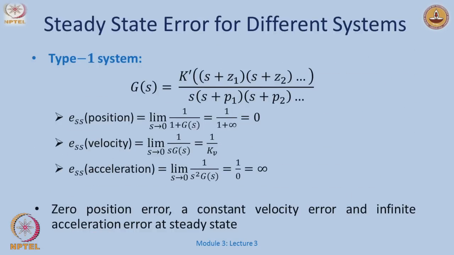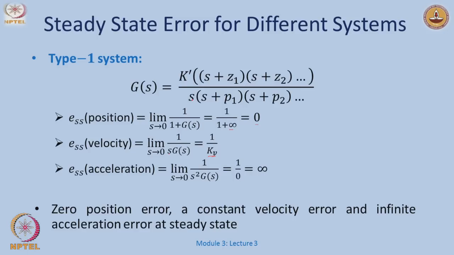Okay, so since this has a pole at the origin, this will go to infinity and the error will go to 0. Similarly, the velocity error would be the limit as s goes to 0 of 1 over s times G(s). So, this s and this s would cancel out and I will have a constant here, and the acceleration error will go to infinity.